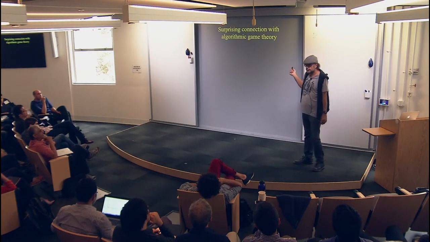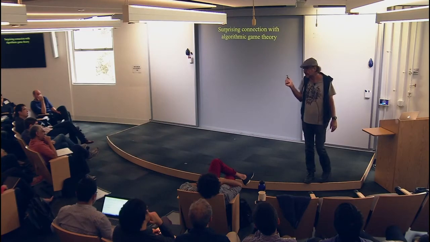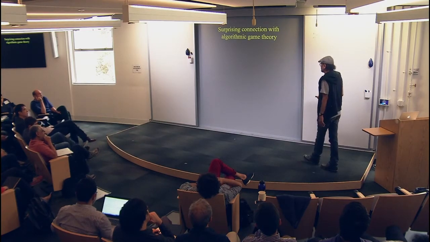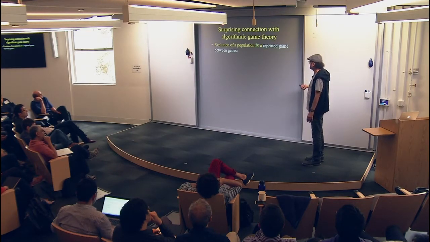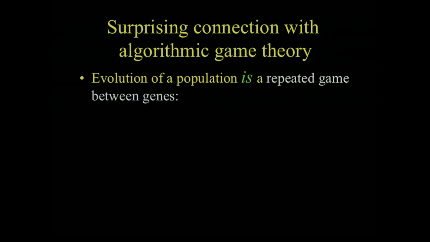And what I want to show you is a surprising connection with algorithmic game theory that we found. So here is a theorem: evolution of a population is a repeated game between genes, and I have to explain what this means. By this I mean the following: a repeated game between genes is a mathematical object. It turns out that evolution of a population is also another mathematical object, if you believe the standard theories of population genetics.